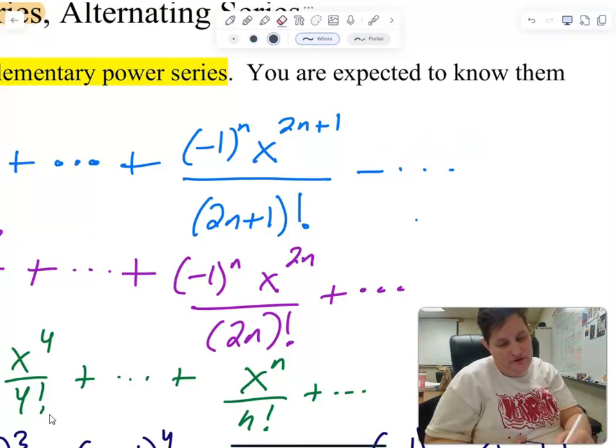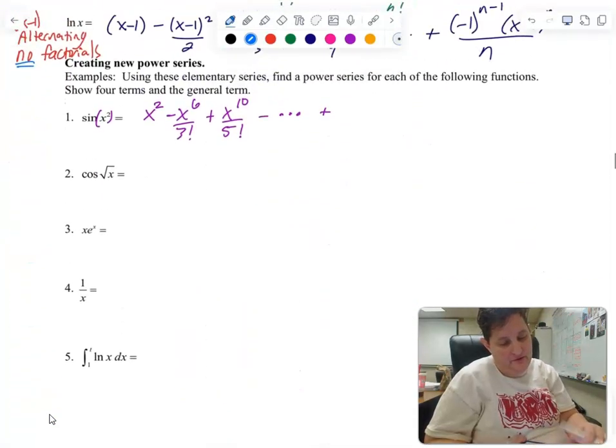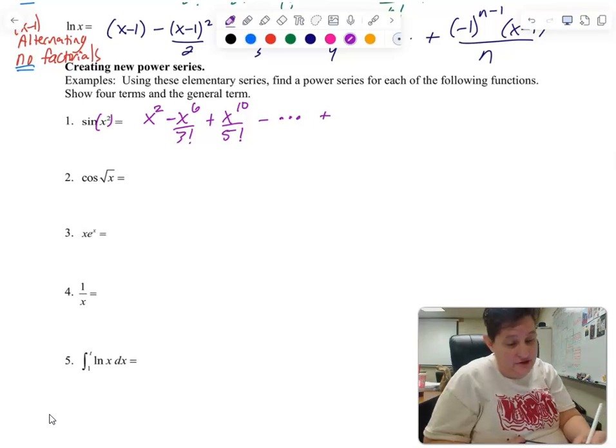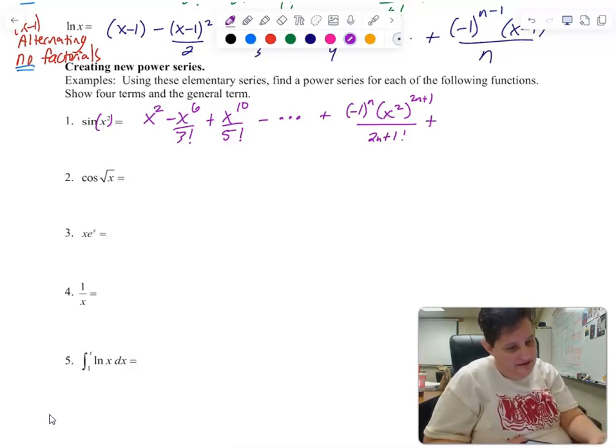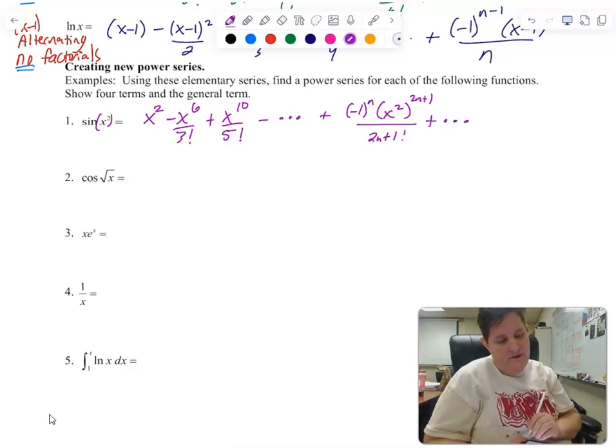So my general term is negative 1 to the n, x to the 2n plus 1 over 2n plus 1 factorial. I'm going to just put in an x squared where it's x to the 2n plus 1, and it ends up being x to the 4n plus 2, but you don't have to go that far. Always put a plus dot dot dot at the end. You do lose points for that kind of stuff, and that would be really annoying.